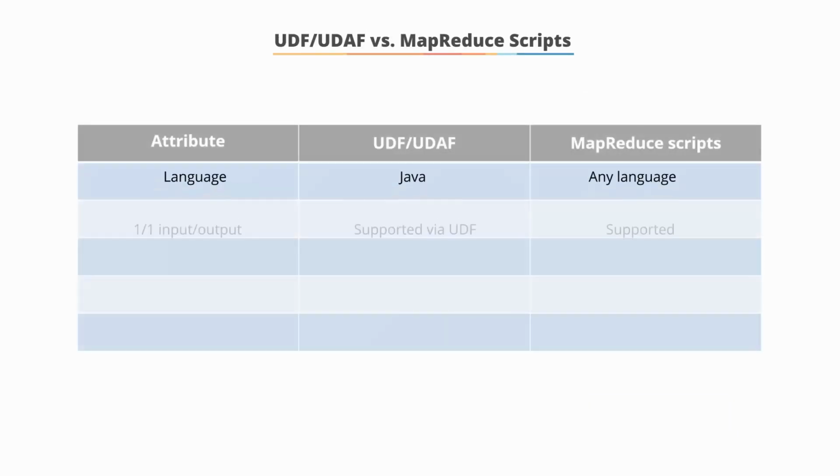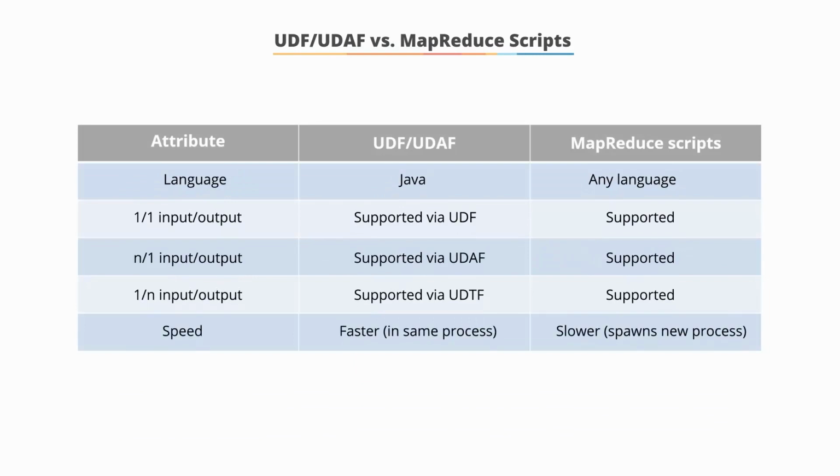Now that you've learned about UDF, UDAF and MapReduce scripts, let's compare the user-defined and user-defined aggregate functions with MapReduce scripts. The table here shows the comparison. User-defined functions are written in Java, while MapReduce scripts can be written in any language. Both user-defined functions and MapReduce scripts support one-to-one, n-to-one, and one-to-n input to output. However, user-defined functions are much faster compared to MapReduce scripts, since the latter spawns new processes for different operations.